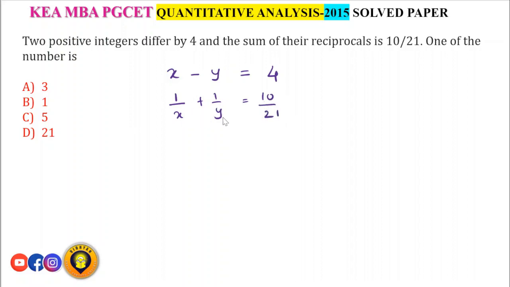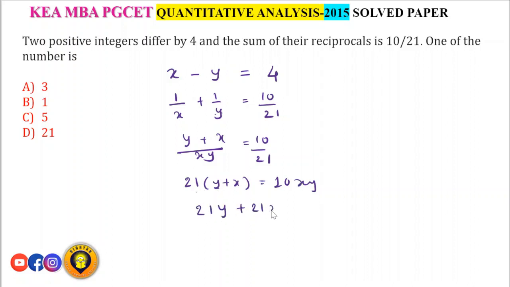Now 1 by x plus 1 by y equals 10 by 21. The LCM of x and y will be xy. So here, y is left: 1 into y is y, plus 1 into x, equals 10 upon 21. Cross multiply, you will get 21 into (y plus x) equals 10xy. That is 21y plus 21x equals 10xy.